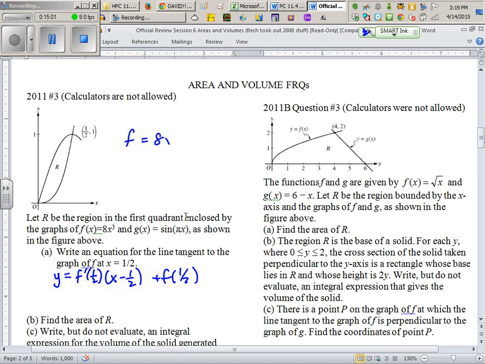f is 8x cubed, which makes f prime 24x squared. So if you plug in 1/2, this is going to be 6 times x minus 1/2 plus f of 1/2. That's just going to be 1, because f of 1/2 is 8 times 1/8. Don't forget to write the y equals, I almost forgot. But you don't even have to distribute, folks. Just leave it. Why distribute and give yourself a chance to mess it up? Okay? So just leave it like that.